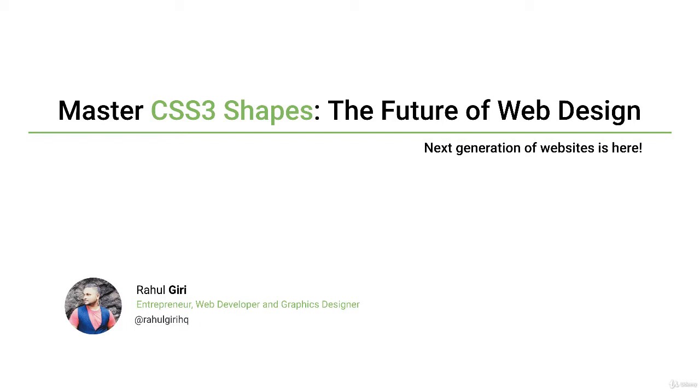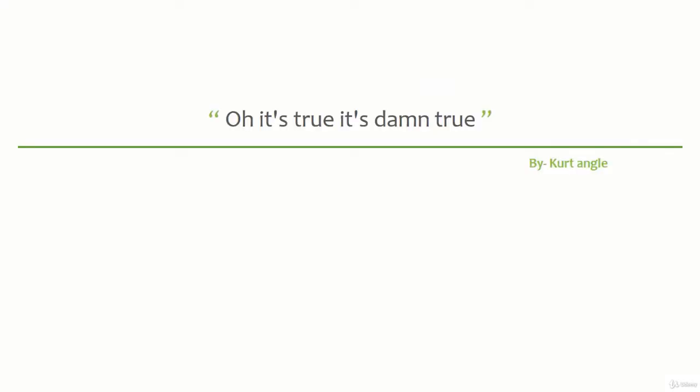Well, native CSS shapes are an extremely new and hot topic in the CSS community today, because by using CSS shapes you can build stunning web pages, which was previously possible only in the graphic design world, not on the web. Oh, it's true. It's damn true. I love this quote by a great wrestler and Olympian, Kurt Angle, because it fits this topic.